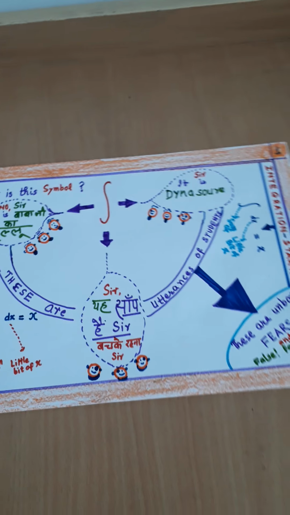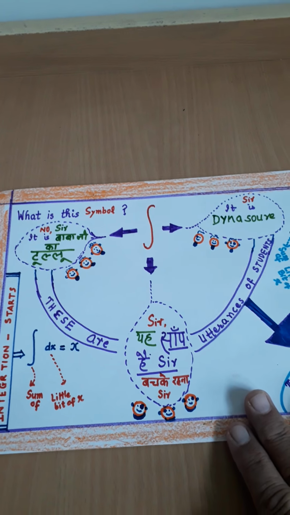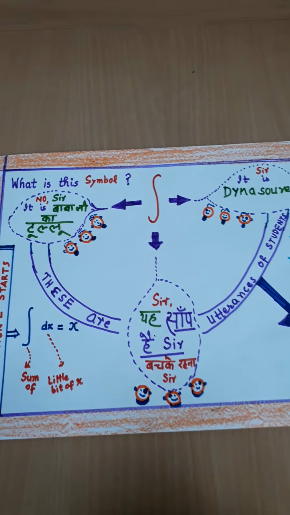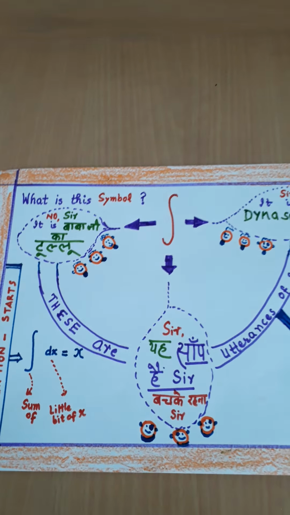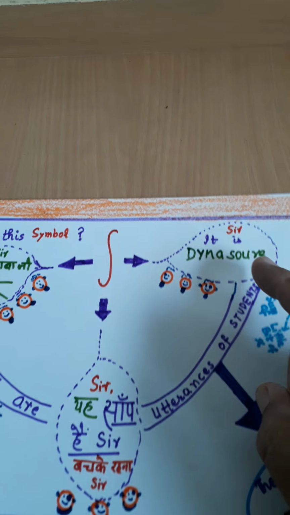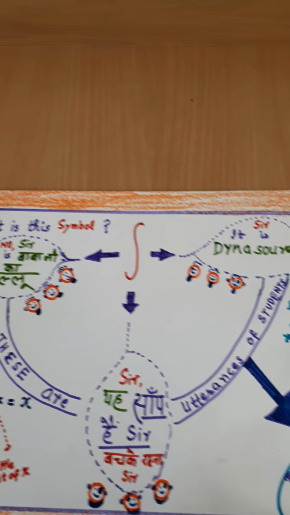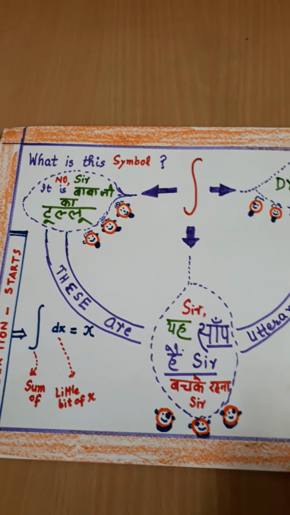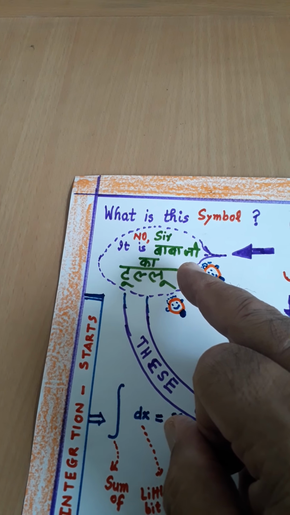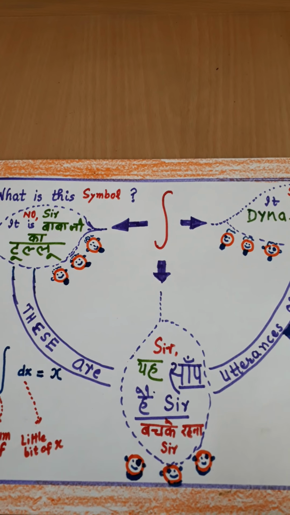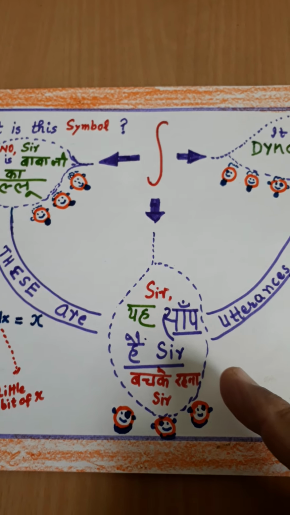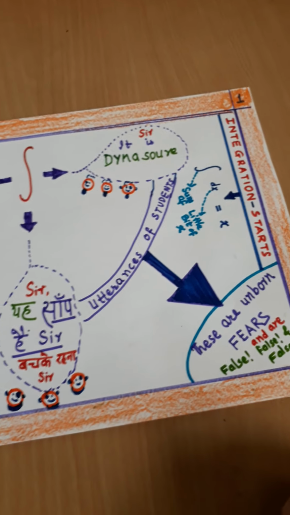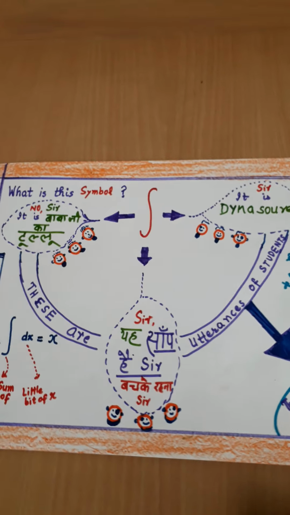In the last video, we had a fun of this. I asked one of the students, what is this symbol? Sir, it is dinosaur. Other replied, sir, it is Baba Ji ka tullu. And third student said, sir, ye to saamp hai. Now, all this is not at all true.